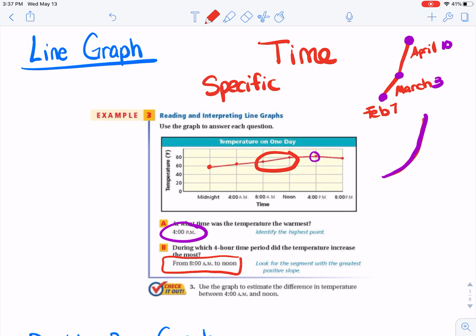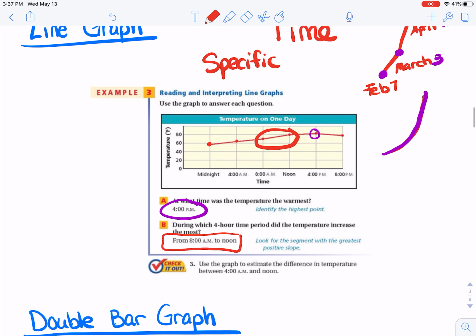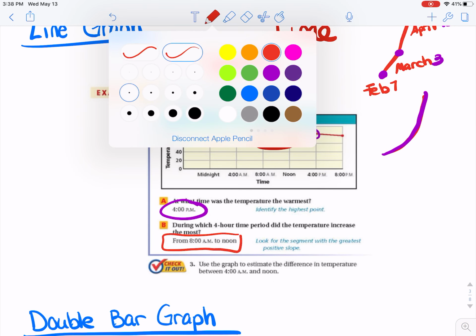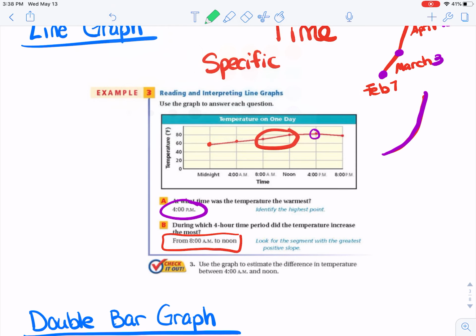to noon. The next one, use the graph to estimate the difference in temperature between 4 a.m. and noon. Once again, this is an estimate. So let's see, 4 a.m. To me, that looks like, I'd probably say maybe about 65 degrees at 4 a.m. Then at noon, that looks like it's right at 80. And that would give me a difference of 15 degrees Fahrenheit.